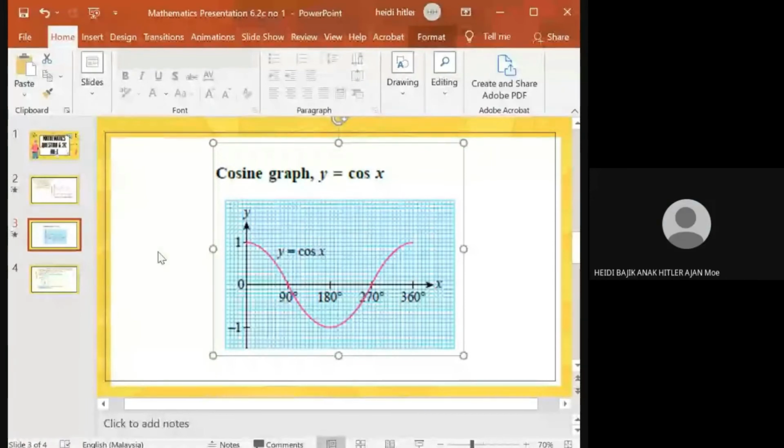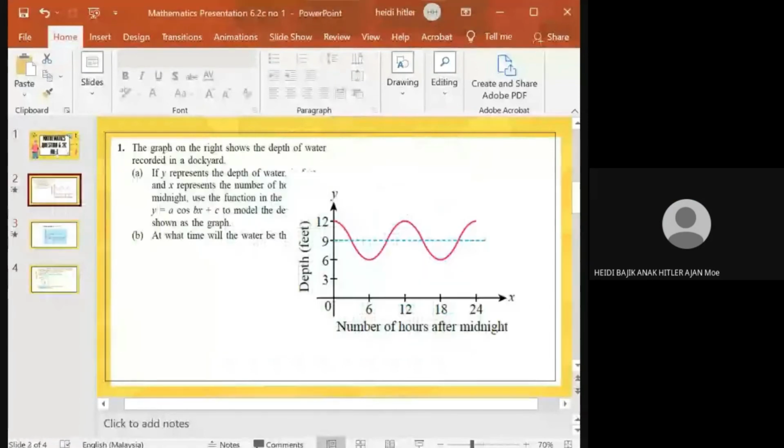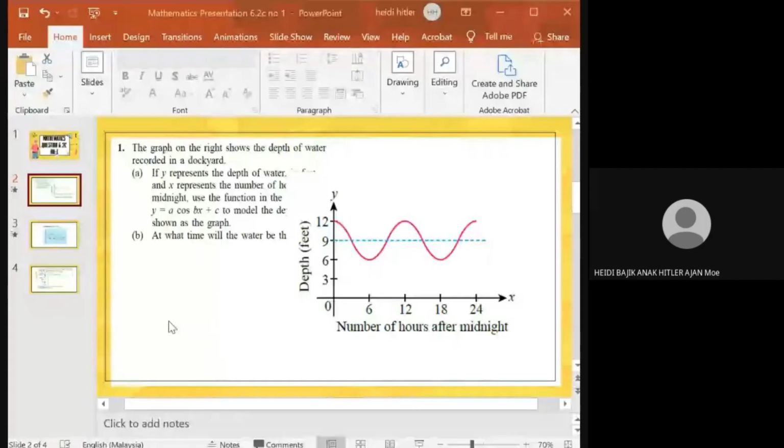So now to have the graph, we should know the amplitude and the period. The period is equal to 360 degrees over b. We don't know the value of b, so we have to search for it, which means we can get the shape of the smiley face and it ends at 360 degrees.